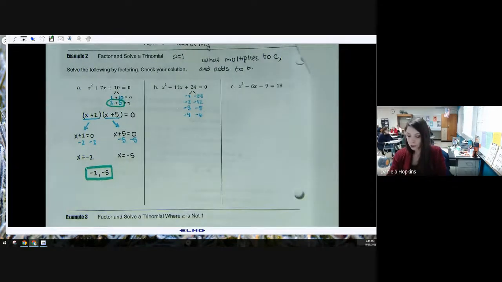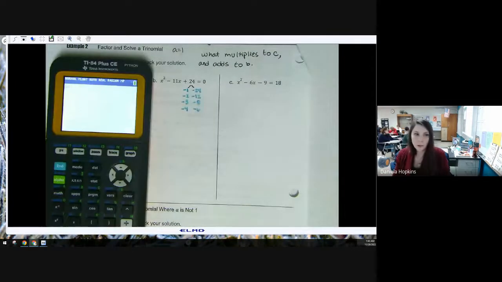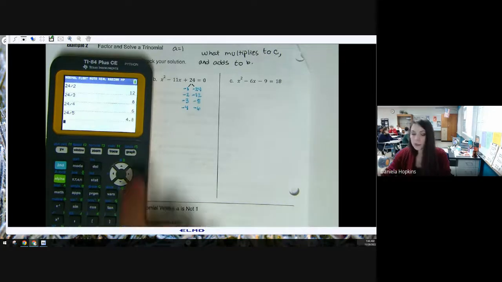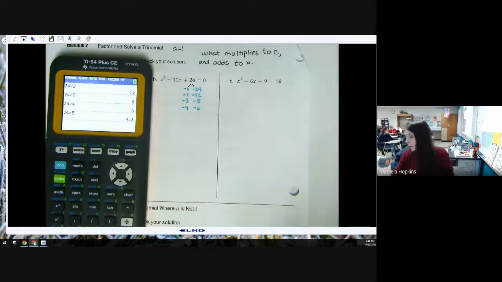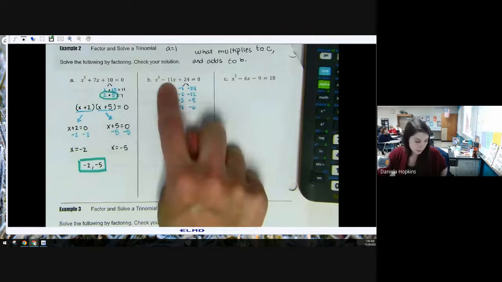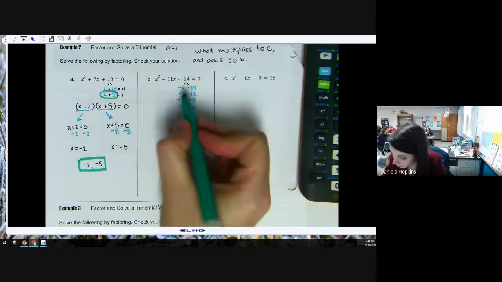If you're really not sure about how these factor, you can always just go through the division. You do 24 divided by 2, 24 divided by 3, 24 divided by 4, 24 divided by 5. If it's a decimal, it's not divisible, that kind of thing. So which of these two add to negative 11? Which one? 3 and 8.